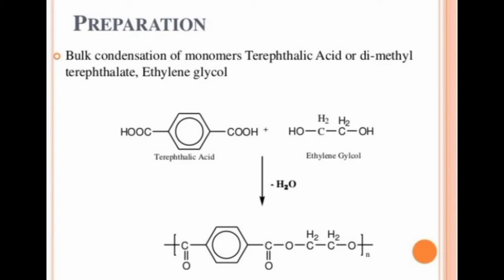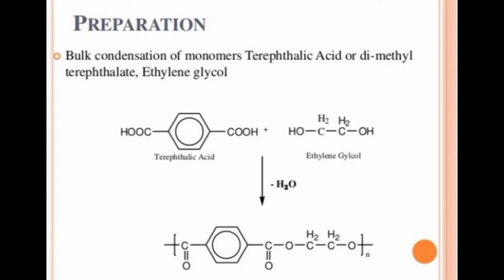Let us see the preparation of PET. Now this PET is prepared by the bulk condensation polymerization process. In this polymerization process, terephthalic acid and ethylene glycol are used as monomers, but instead of terephthalic acid, you can also use dimethyl terephthalate. You can see on the screen that terephthalic acid contains two COOH groups on two carbons of the aromatic ring, but these carbons are in opposite positions in the ring. And ethylene glycol contains two OH groups bonded with two carbons.